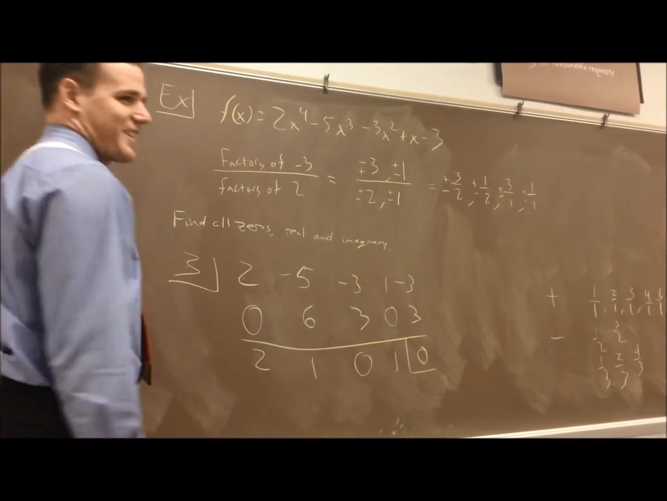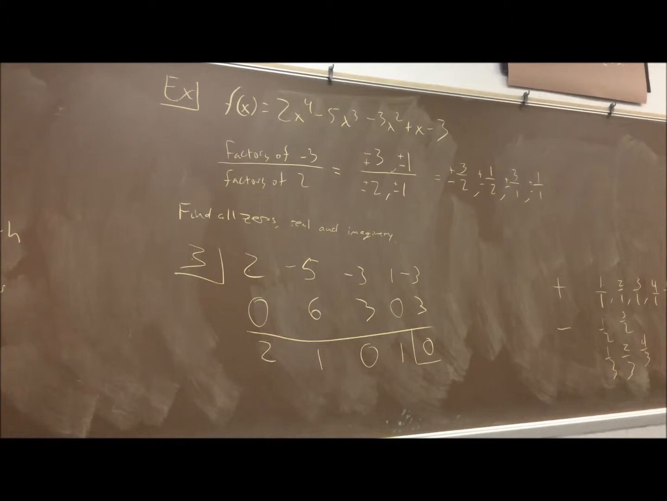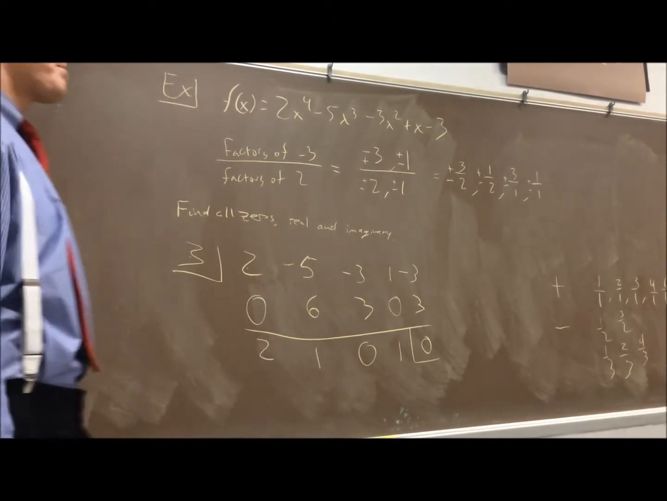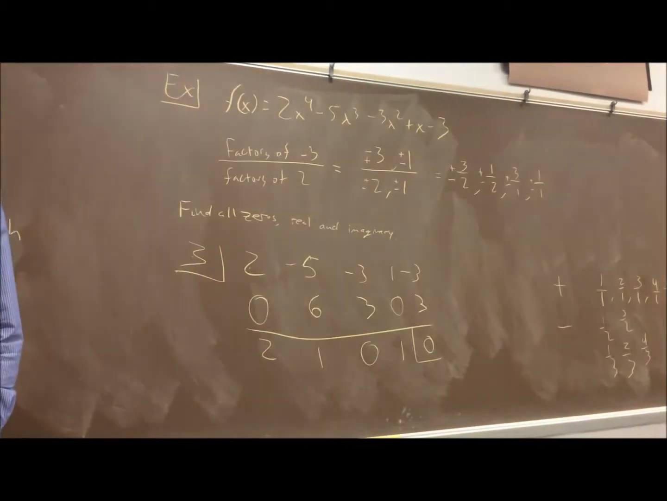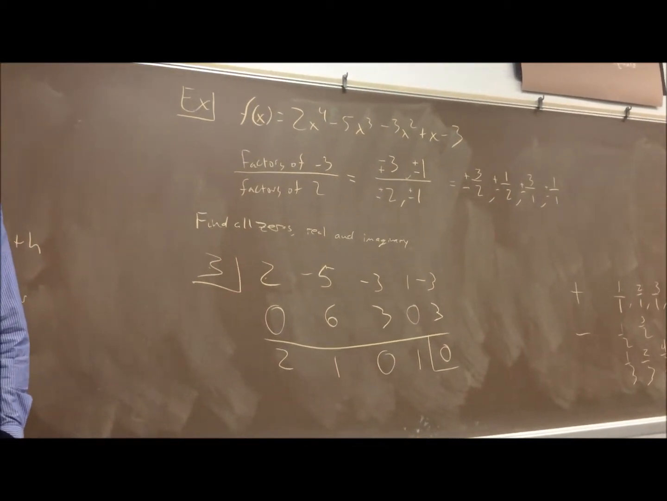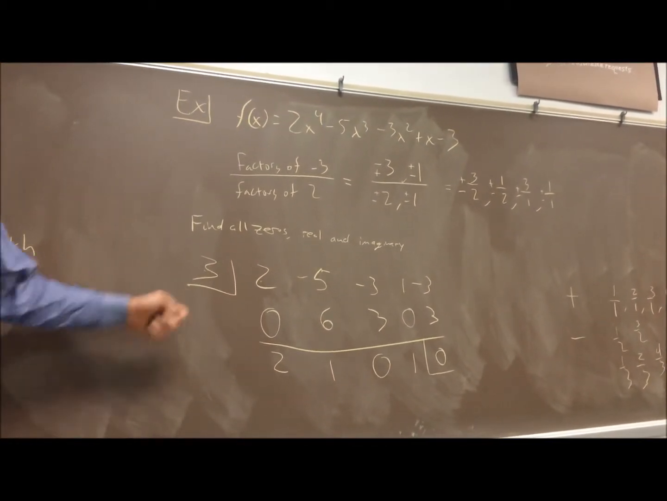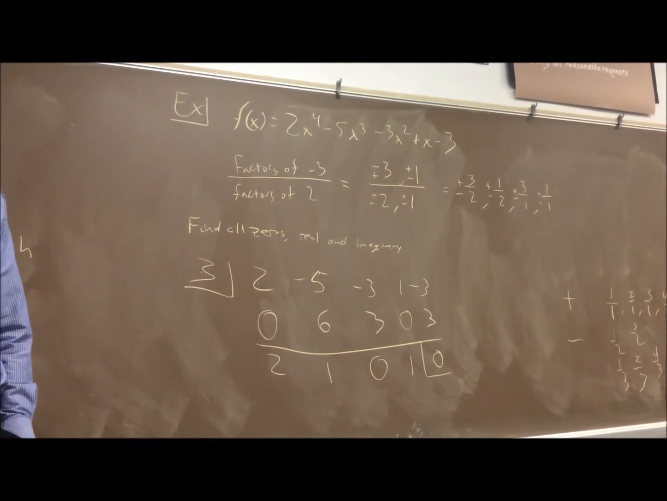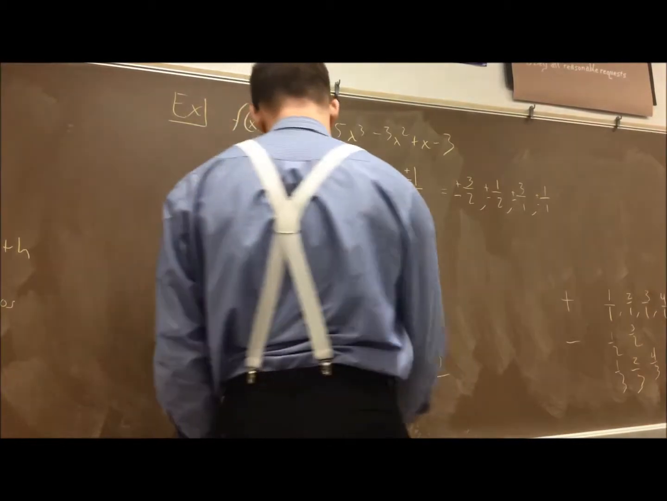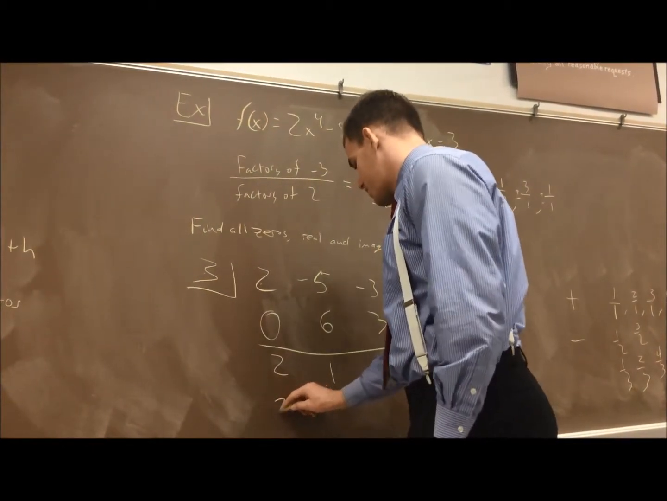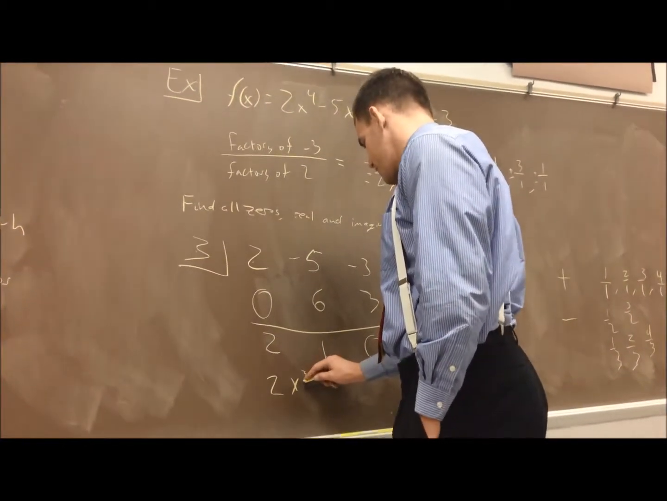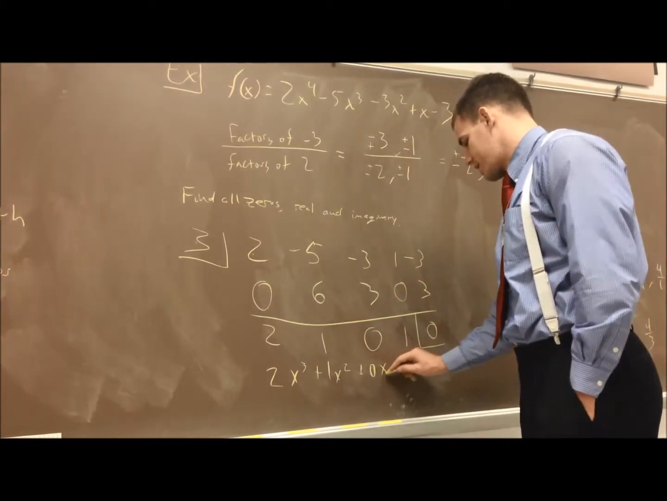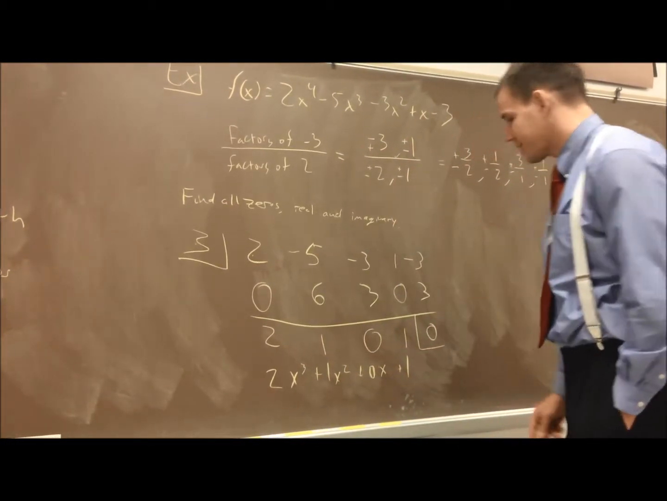Are you sure? Yeah. It works out perfectly. That's one of the zeros. That's one of the factors. 3 worked. Oh, happy day. So guess what? Now we're down to 2x cubed plus 1x squared plus 0x plus 1.